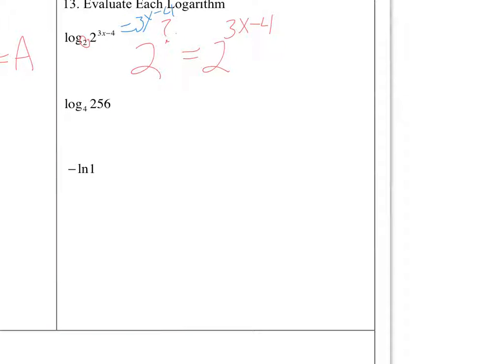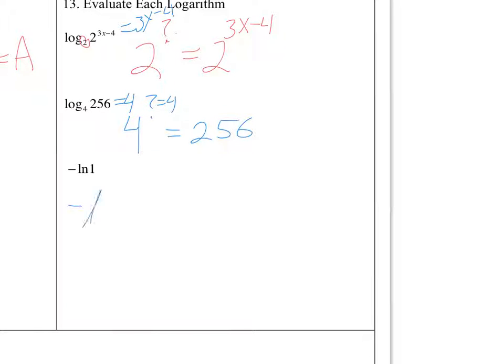Log base 4 of 256 means 4 to the question mark is equal to 256. If I just plug things in, 4 squared is 16, 4 to the third is 64, 4 to the fourth is 256. So that means that's 4. Our answer is 4.